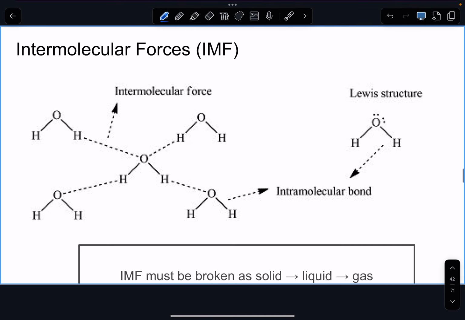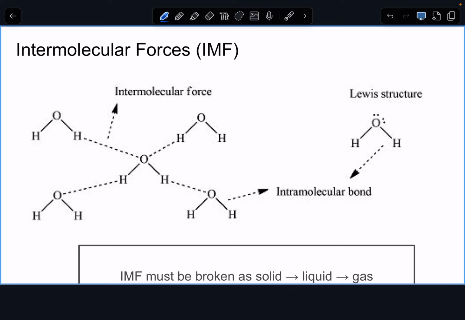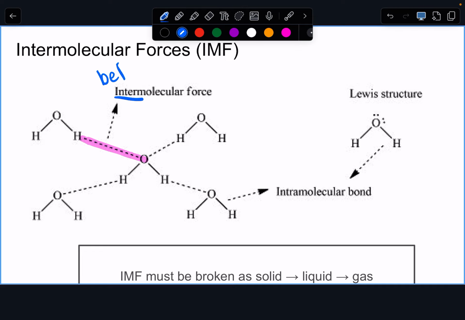Okay, so I said this already, but we're talking about the forces holding molecules together. So the formal term is intermolecular forces. Inter meaning between. Think of like interstate highway or freeway. So it goes between states.